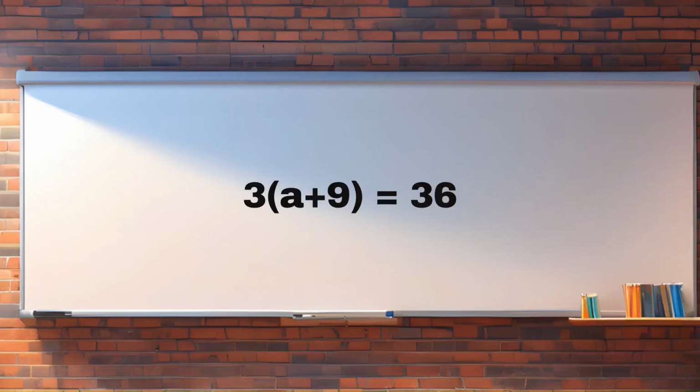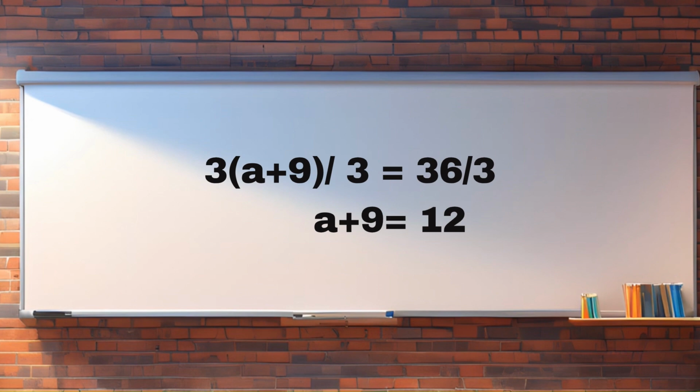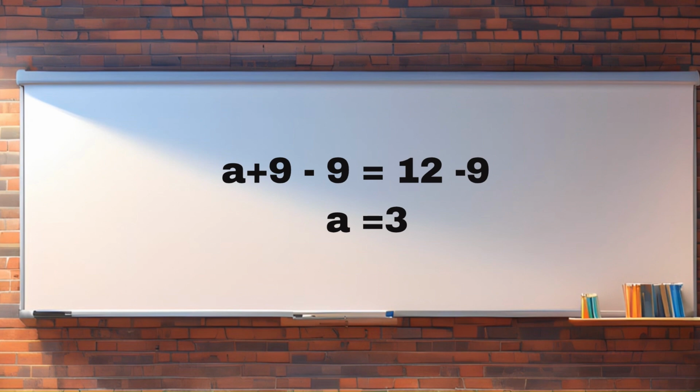Let's have a look at this question. Here we have 3 times in brackets a plus 9 equals 36. We need to follow the reverse method here and get rid of the 3. We can do that by dividing both sides by 3, which will make the equation a plus 9 equals 12. Now, as earlier, we will take away 9 on both sides to find the variable a, and our answer is 3. Here's one for you.